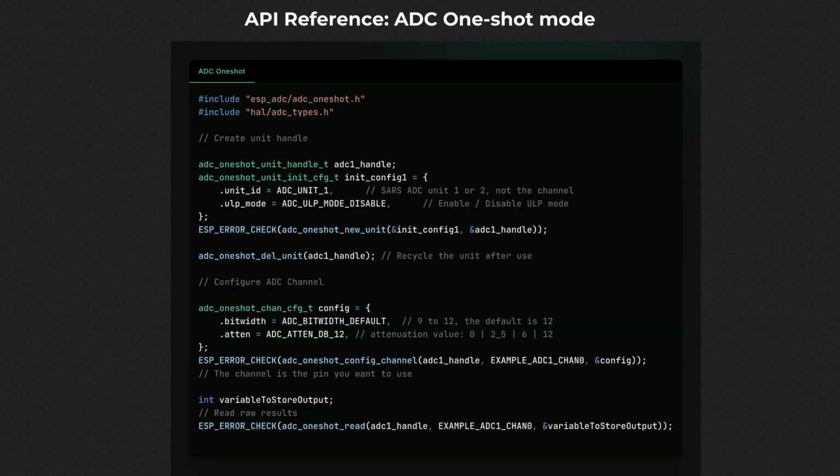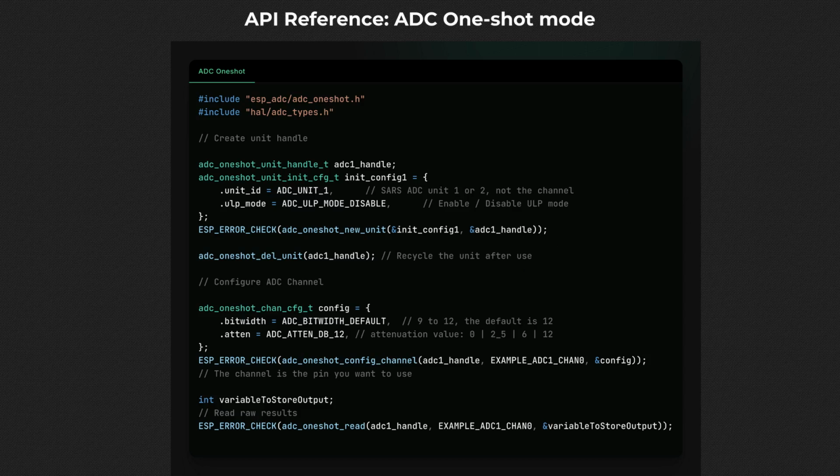The next part of this video will be a brief walkthrough of the API. Note that we are using one-shot mode in this video. We first include the necessary header files, then we create a handle where we have to specify the ID, which is either ADC1 or ADC2, and whether we use ULP, or ultra-low power coprocessor, in our project. You can also adjust the clock source, but normally we just use the default one.